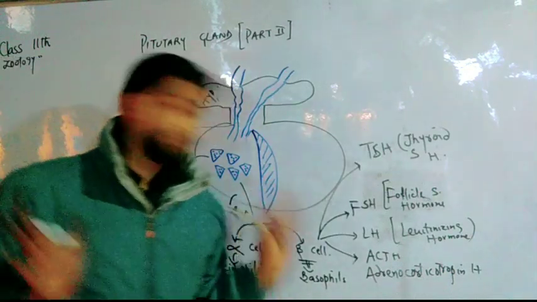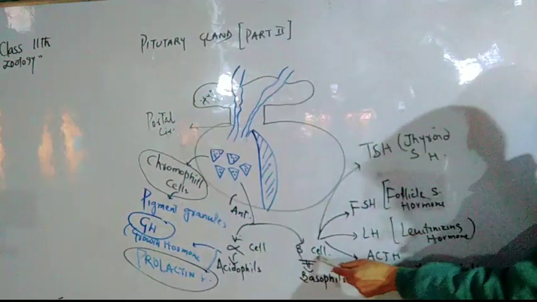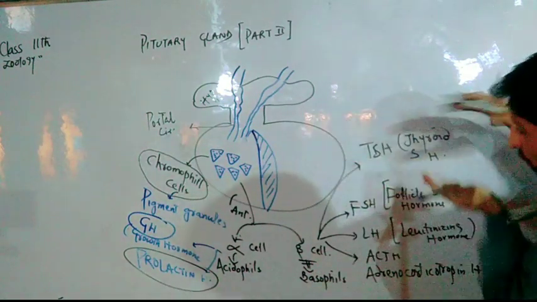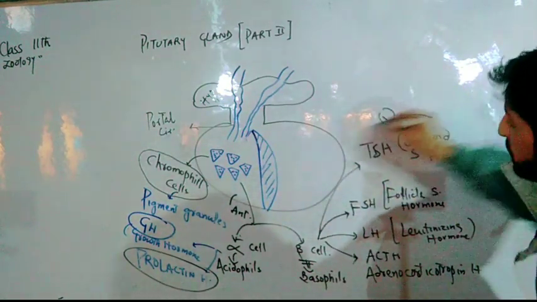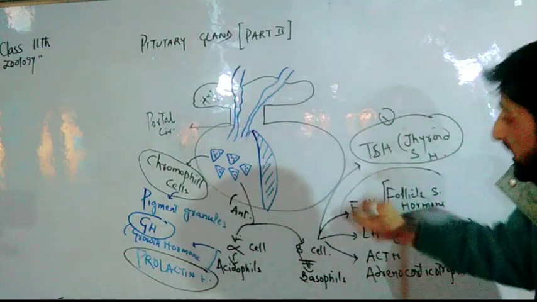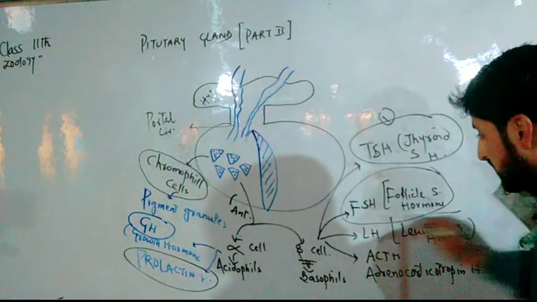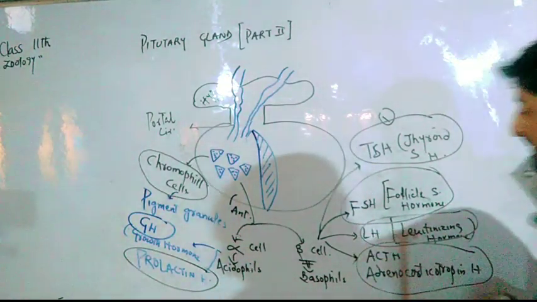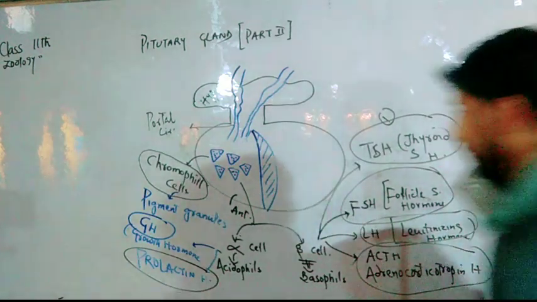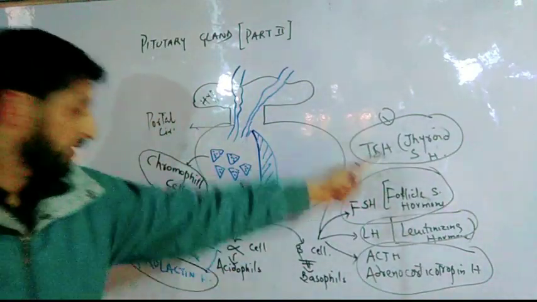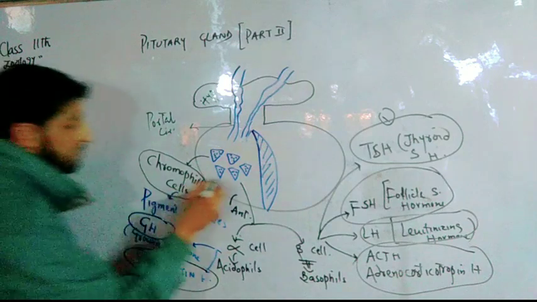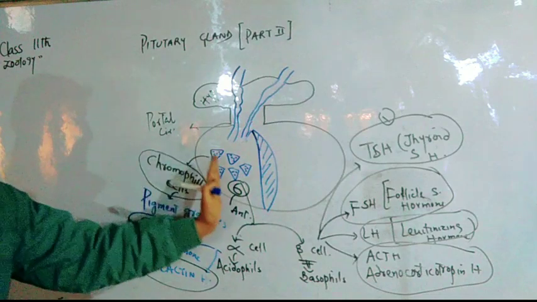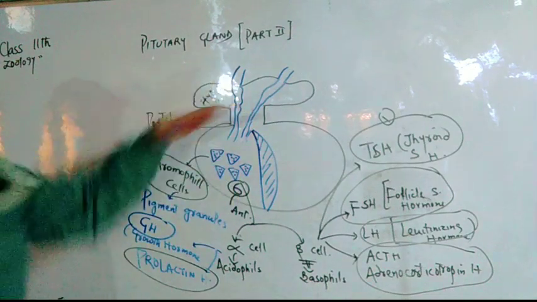Likewise, in case of beta cells, these are also endocrine cells, stained by basic dye, and are called basophils. These cells produce four different types of hormones. First hormone you call thyroid stimulating hormone, second hormone you call follicle stimulating hormone, third hormone you call luteinizing hormone, and the fourth hormone you call adrenocorticotropin hormone. These are the 4 plus 2 makes 6 hormones from the anterior lobe of the pituitary gland after getting stimulation from hypothalamus.